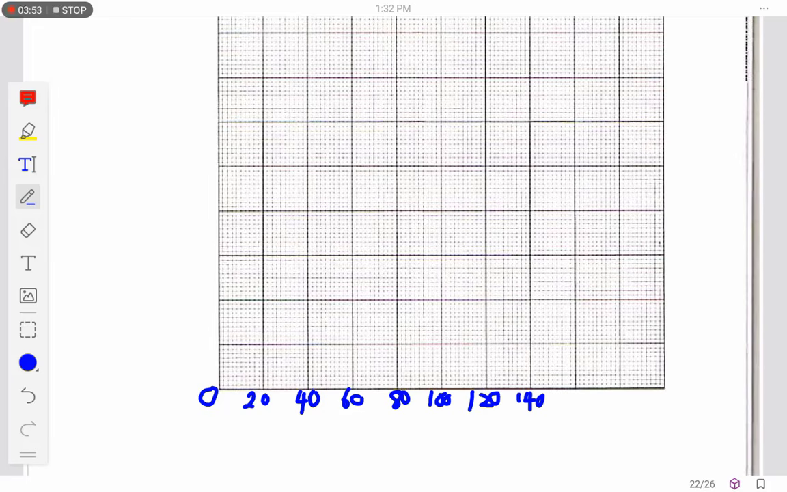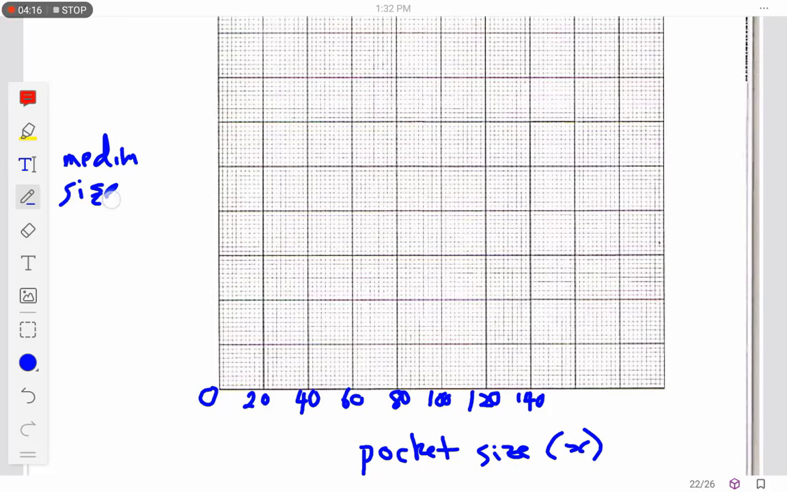Then for y, basically this is the x, which is our pocket size. So here we can say these are pocket size copies. This is our x. Then the y is going to be our medium size, which is our y. It's also going 20, 40, 60, 80, 100, like that. Okay, fine. Now let's see how to draw this graph.